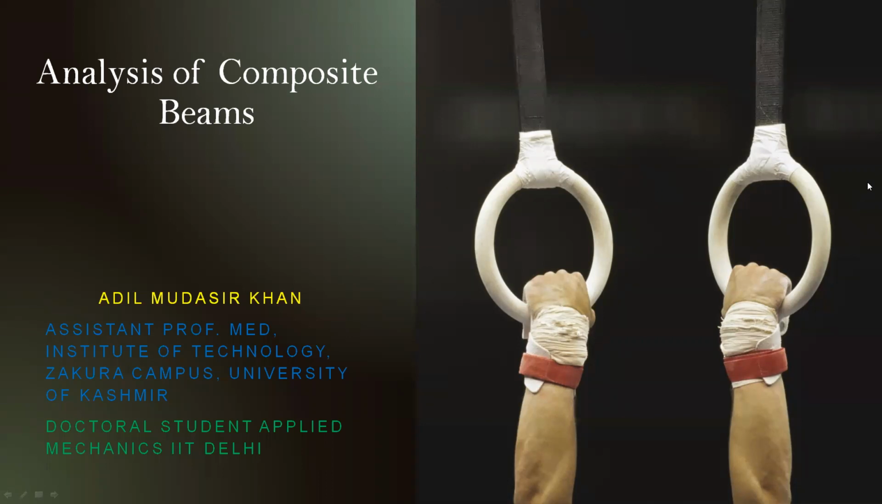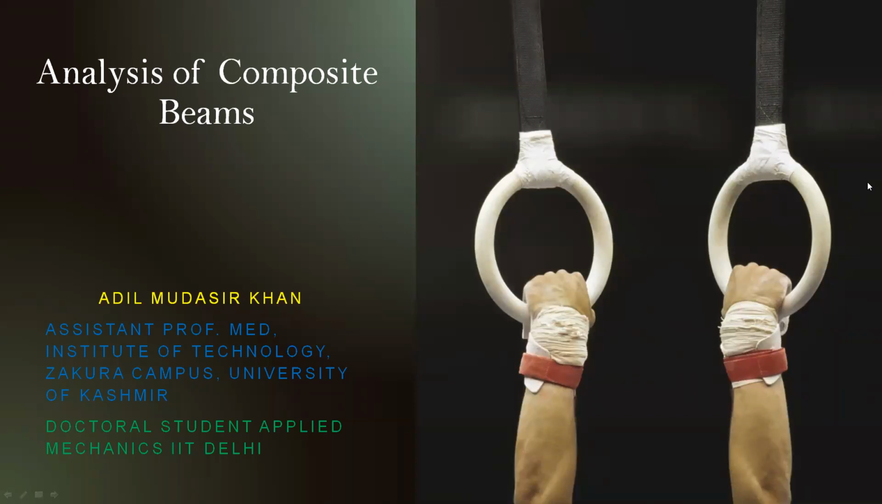As far as today's class is concerned, we'll be talking about composite beams. In the previous classes, we were talking about beams which were made of only one material. But today we'll be analyzing beams which are composed of more than one material. Beams which are made of more than one material are known as composite beams.